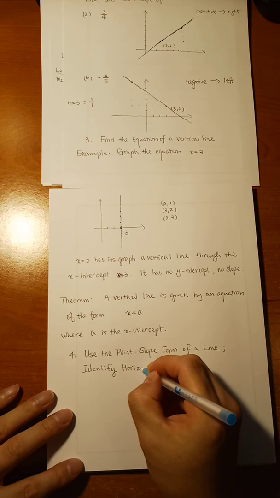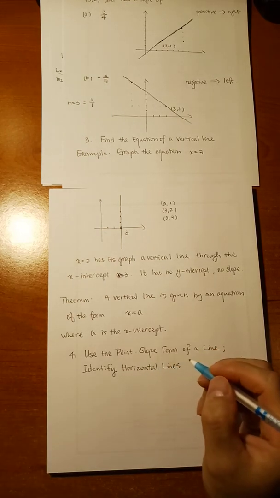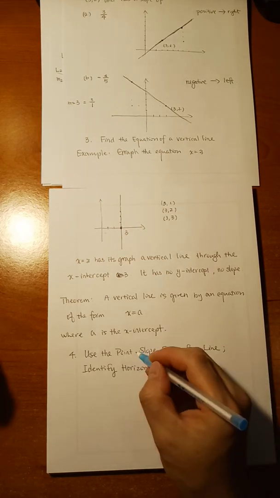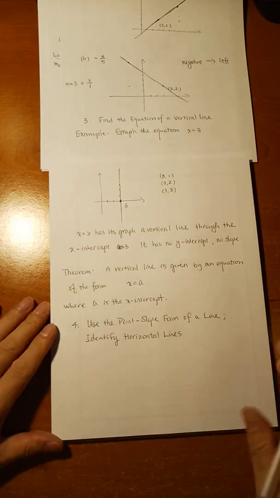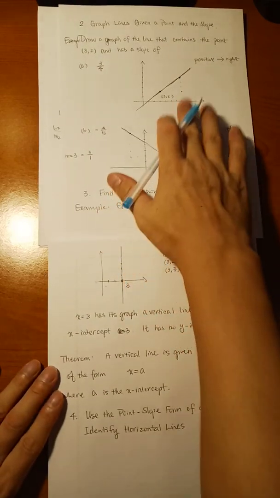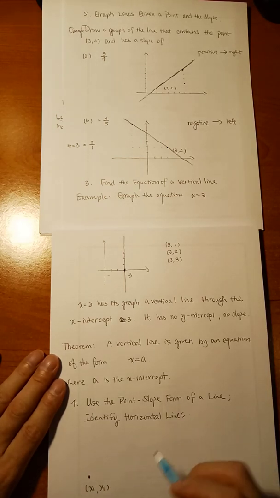Identify horizontal lines. Okay, so what is point slope form? Remember here in our formula we have a point x1, y1, and we have a slope. Slope is m.